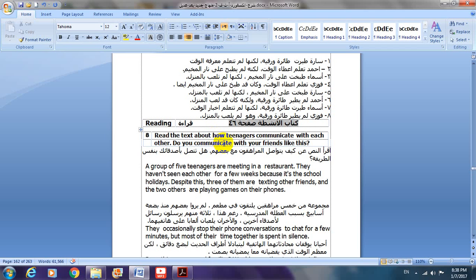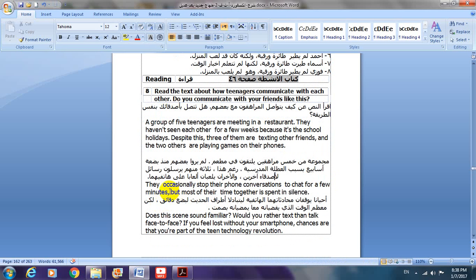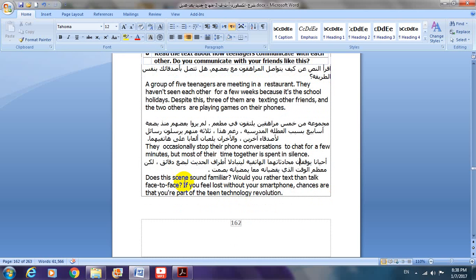8. Read the text about how teenagers communicate with each other. Do you communicate with your friends like this? A group of 5 teenagers are meeting in a restaurant. They haven't seen each other for a few weeks because it's the school holidays. Despite this, 3 of them are texting other friends and the 2 others are playing games on their phones. They occasionally stop their phone conversations to chat for a few minutes, but most of their time together is spent in silence. Does this sound familiar?